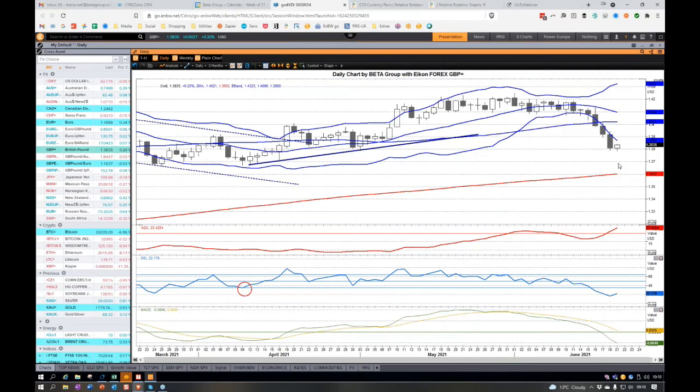It was such a savage sell-off. It took the oscillators to very extreme readings, so a bounce at the very least wouldn't be surprising.